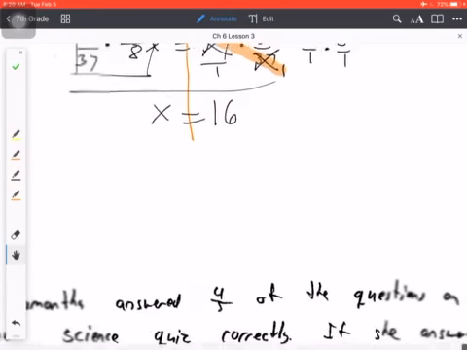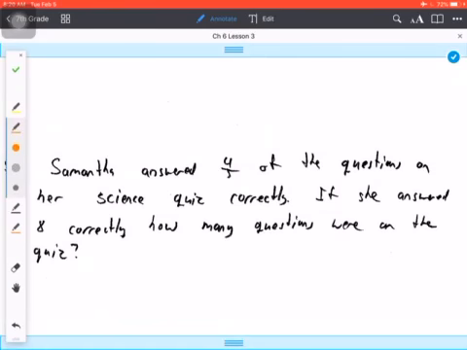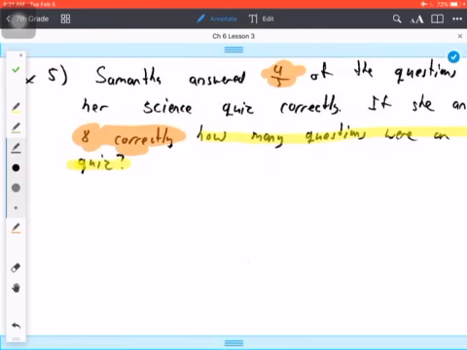And then our last problem, this is a word problem. It says Samantha answered 4/5 of the questions on her science test correctly. If she answered 8 questions correctly, how many questions were on the test? So, she answered 4/5, and that was 8 correctly. We want to know how many questions were on the quiz. So let's make a variable. Let's say that Q is questions on quiz.